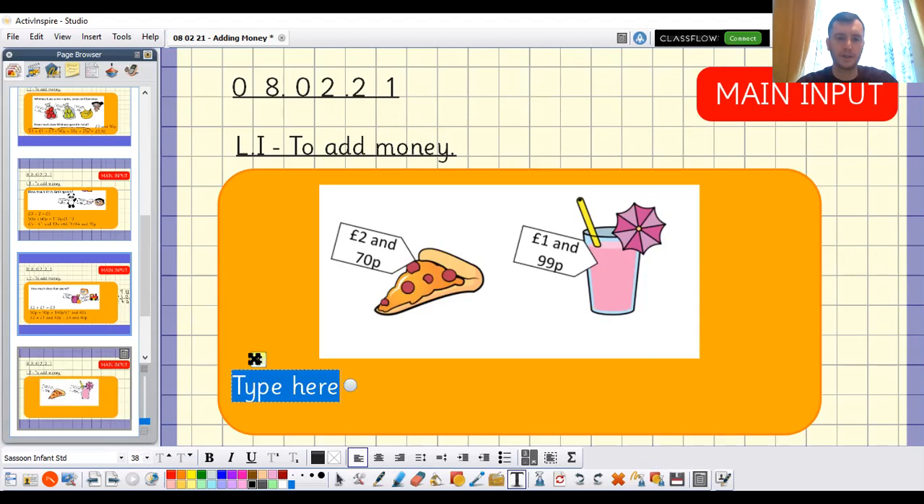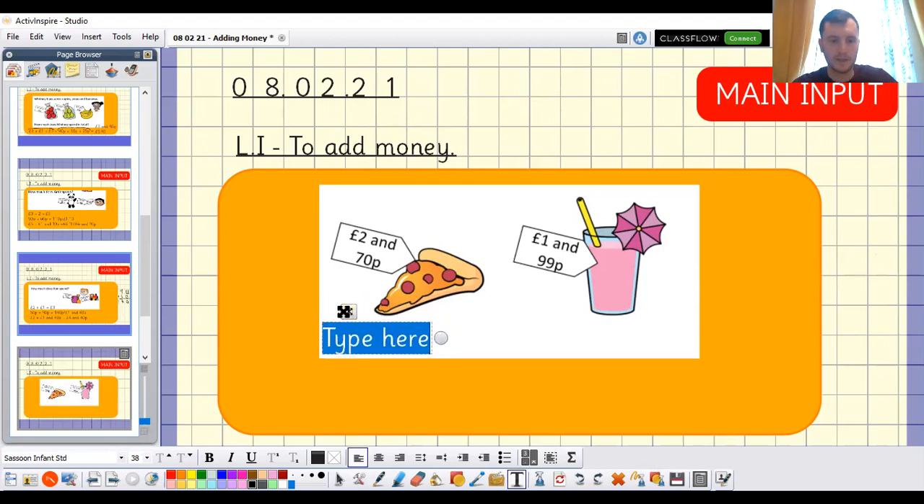Let's start with the pounds. I'm going to move this up slightly so I've got a bit more space. So £2 plus £1. Nice and easy. That is equal to £3. Then 70 pence plus 99 pence.